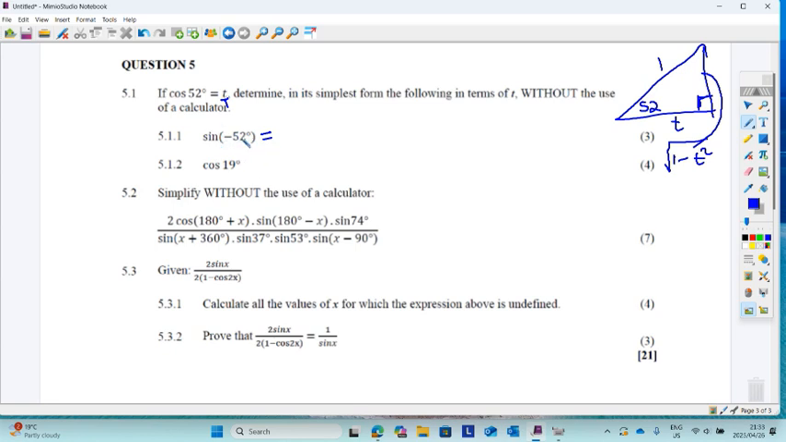Cos of negative 52. Which quadrant is this? This is quadrant number 4. Negative 52 is in the fourth quadrant, and sine there in the fourth quadrant is negative. So this is negative sine 52, and then we get our sine 52 from the diagram. Sine 52 is equal to opposite over hypotenuse, and that is equal to the square root of 1 minus t squared. All right, that is the first one there.